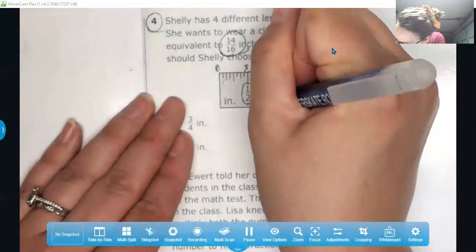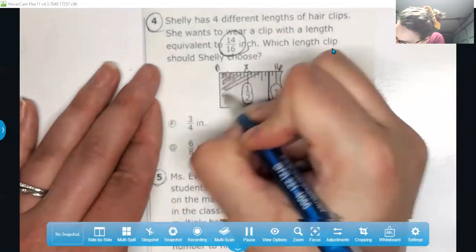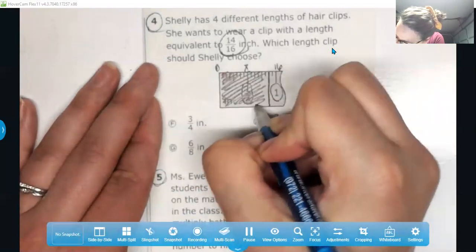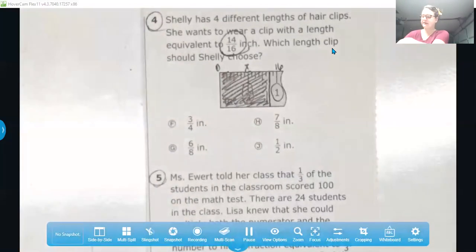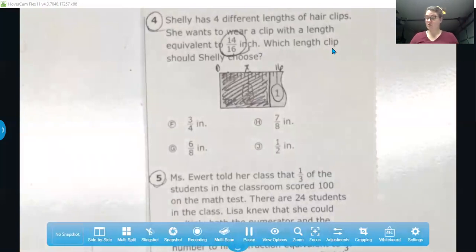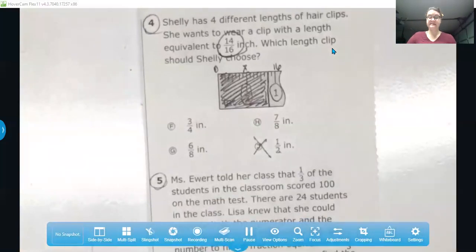I am going to draw a line here. I'm going to go ahead and shade this in so we can see what our model of 14/16 looks like. And what's super cool about that is when we shade that model, you can see that 1/2 is definitely not it, because this is way more than 1/2. So we've already eliminated one of our answer choices.